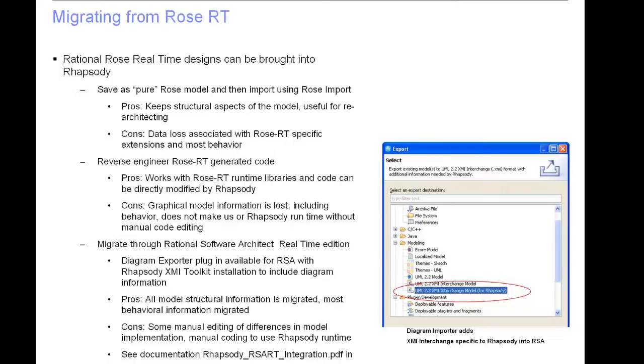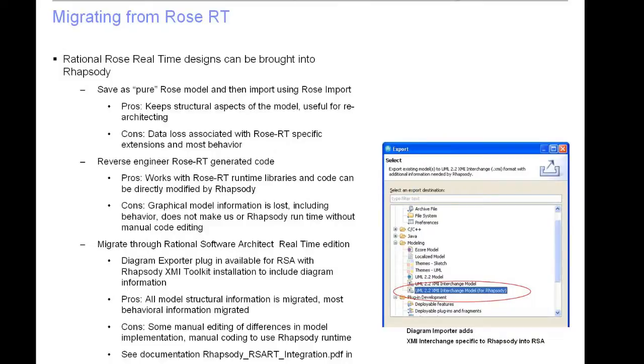Another option that you have, and this is probably, at this point, the best option available, is to migrate through Rational Software Architect Real-Time Edition. And this would be through XMI. I mentioned it a couple slides ago, where I showed there's an XMI import that we've customized, we've tailored for RSA real-time. This is basically to allow for migration of RoseRT models. It's not completely perfect; there still might be some loss of some behavioral information, but most of it's there, and your structure information is there. But there might be some manual editing that you have to do.